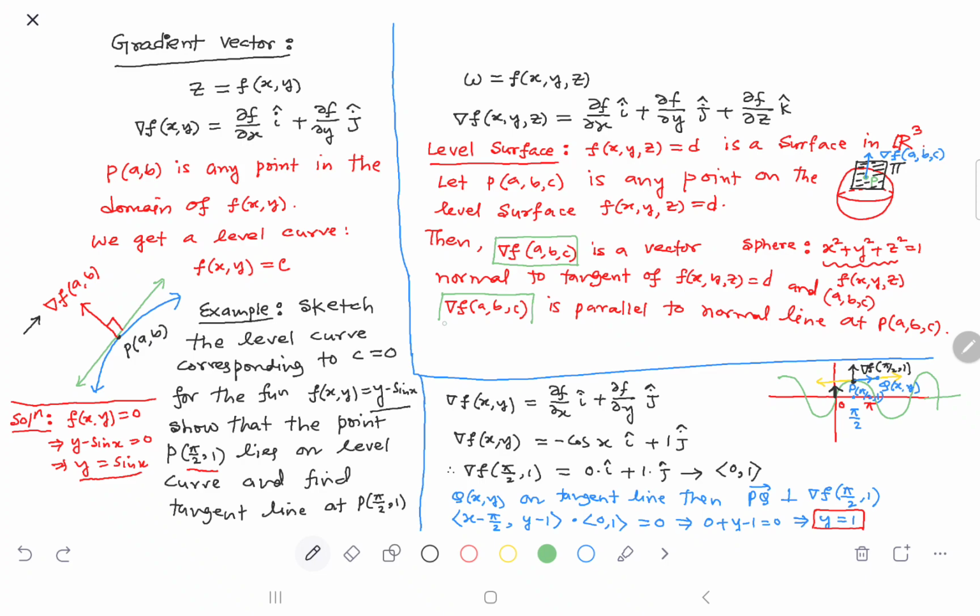So now we are ready to solve one question. Did you understand the theory part? Okay, I'm going to an example. So here it is.